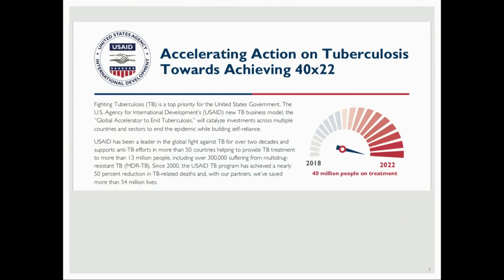So I just wanted to have 2 last slides here, just to give a little bit of background with USAID and talk about how we do this and what's happening at the more global WHO, UN level. So we have what we call Accelerating Action on TB towards achieving 40 by 22. What we mean by 40 by 22 is that we need to find and detect 40 million cases globally by the year 2022 in order to start seeing significant advances, or I guess you could say decreases, in the tuberculosis epidemic.